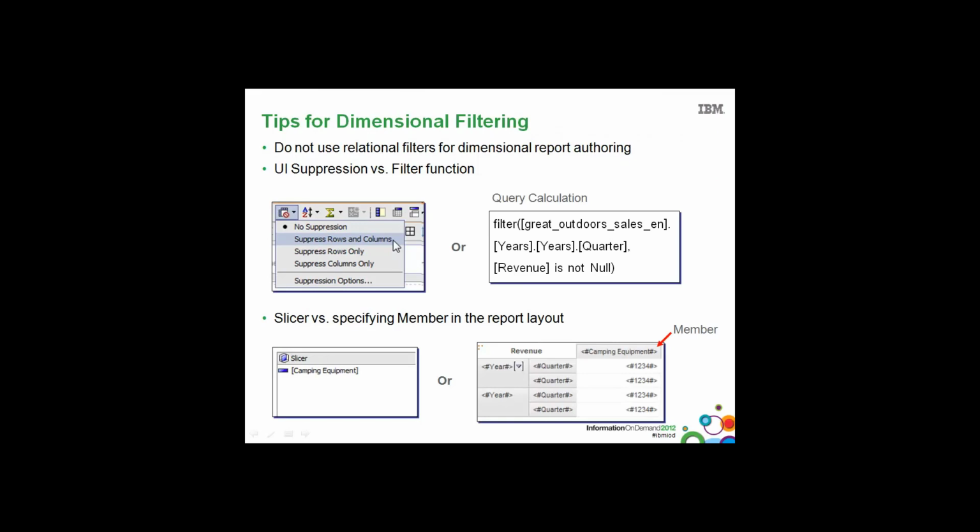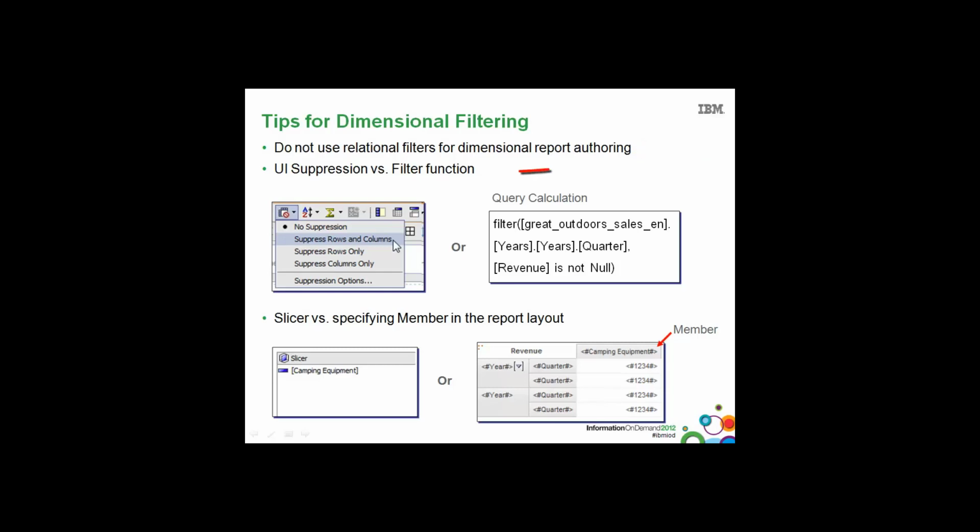Sticking with the themes of filtering, let's take a look at some do's and don'ts for dimensional filtering. First off, one of the most common things we see is the use of relational filters against dimensional sources. Now this is not recommended, and it is well documented in the core documentation. We highly recommend you read the differences between relational style reporting versus dimensional style reporting.